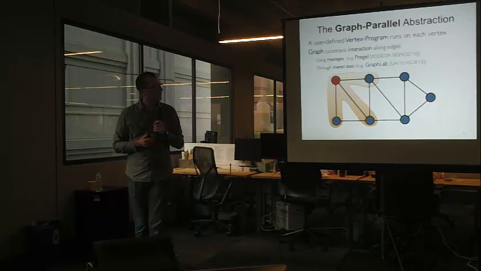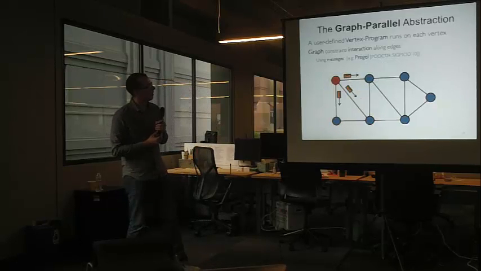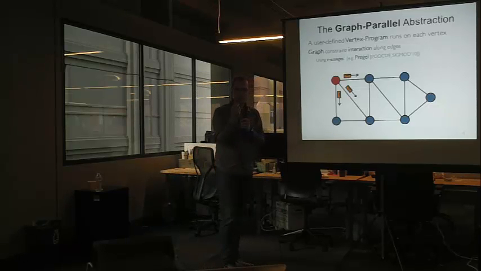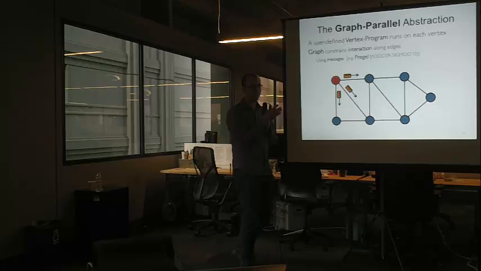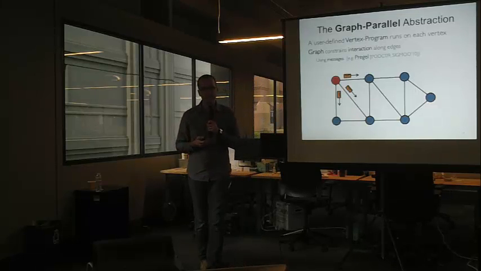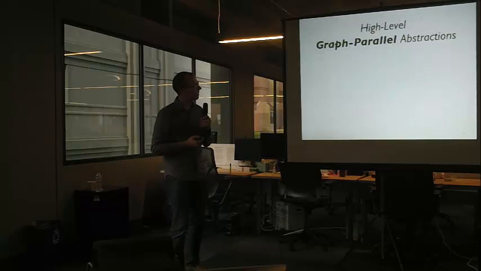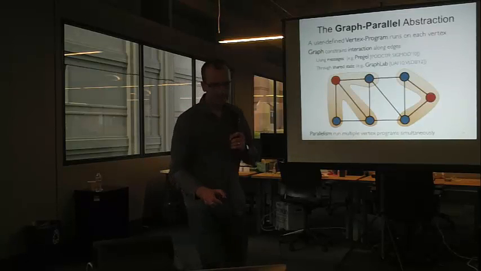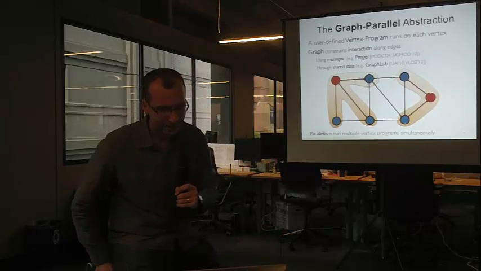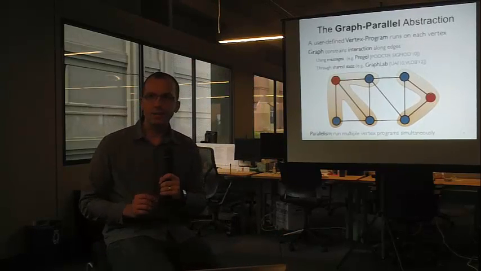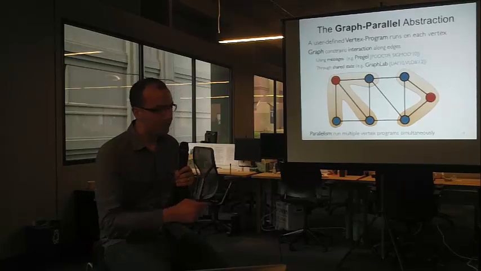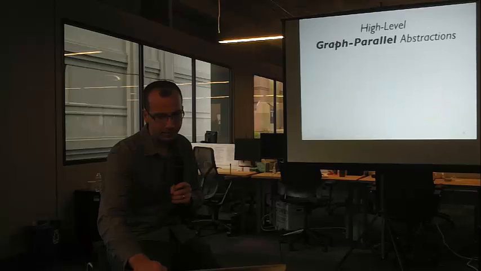In the case of the Pregel abstraction, vertices interact by passing messages to neighboring vertices. So I write a little program on each vertex, and I pass messages to neighboring vertices, and I use this programming primitive to express my algorithms. And likewise in the GraphLab abstraction, each vertex interacts with its neighbors by reading shared state. And then parallelism emerges by running multiple programs simultaneously.